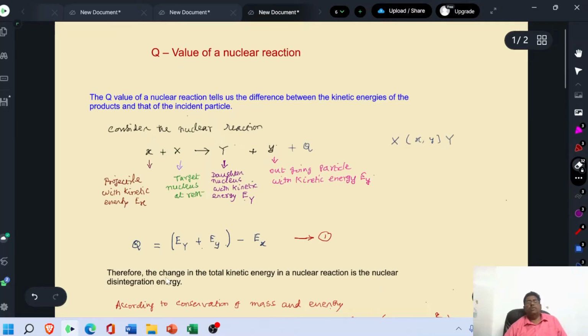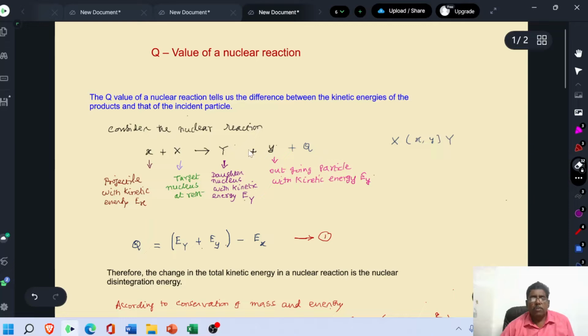In this presentation, we will talk about the Q value of a nuclear reaction. Consider this nuclear reaction. Capital X is the target, small x is the incoming particle. The incoming particle, after interacting with the target, produces a daughter nucleus and an outgoing particle with the emission of some amount of energy. The energy Q is harvested from the kinetic energy difference.